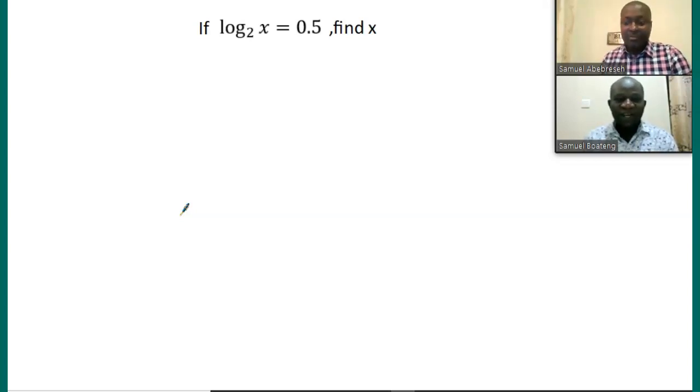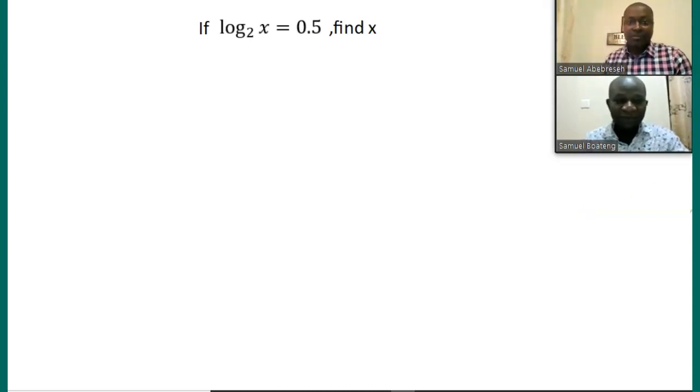On the screen, we have an equation which involves logarithm. If log x to the base 2 is equal to 0.5, find x. When it comes to equations involving logarithm, there are two basic ways of solving them. Either you use the definition of logarithm or you express both sides of the equation as a single logarithm.